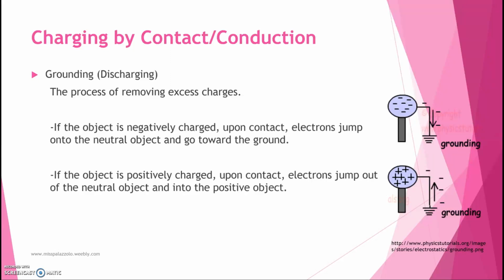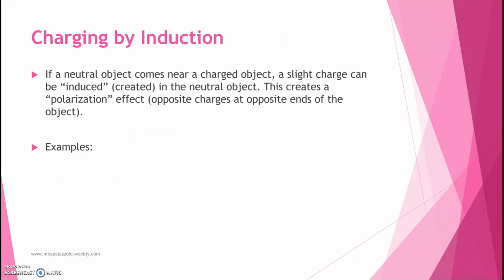In the previous video, we finished talking about charging by contact and conduction. Now let's talk about the last way to charge objects, and that is through induction. In charging by induction, if a neutral object comes near a charged object, then a slight charge can be induced or created in the neutral object. This creates a polarization effect, where the opposite charges are at opposite ends of the object.